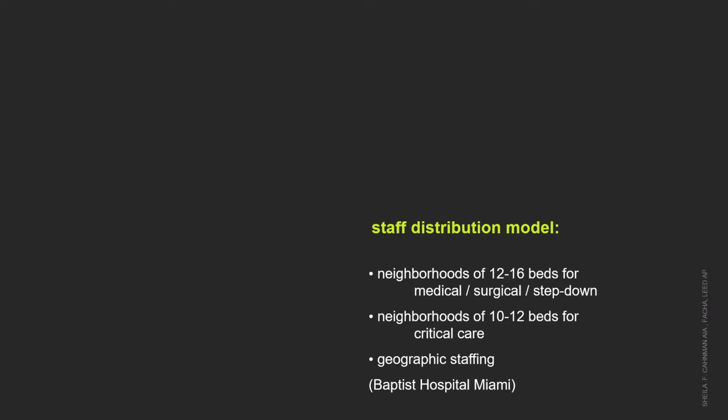There's been a lot of studies looking at the best staff distribution model for the best clinical outcomes. And typically what we're looking at is neighborhoods of 12 to 16 beds for medical, surgical, or step down, and neighborhoods of 10 to 12 beds for critical care. So we can have nurses that are assigned to those patients and work together with physicians as a team.